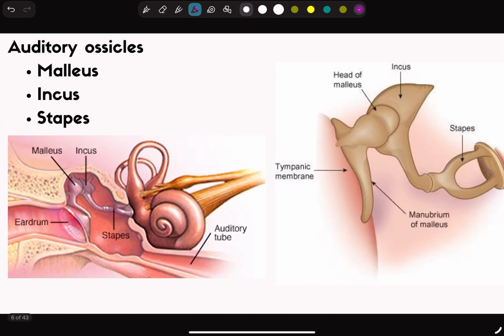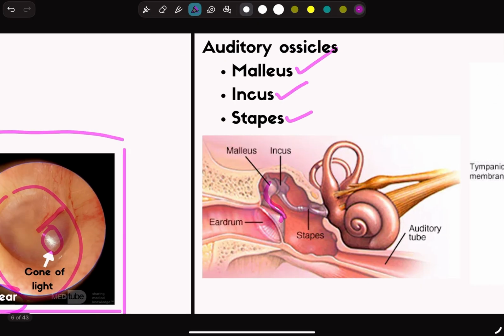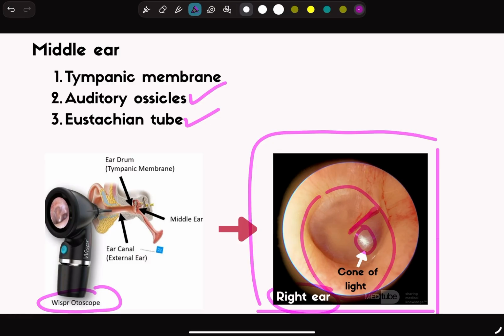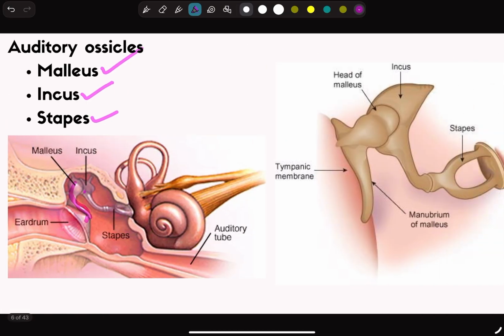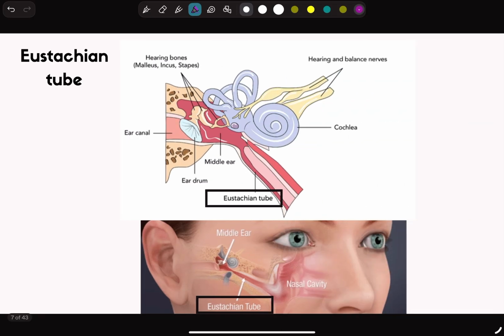So the ossicles, we've got the malleus, the incus, and the stapes. So we can see the malleus very nicely attached to the eardrum, and we can see the handle of it. And then the incus attached to the head of the malleus, and then the stapes, which is attached to the cochlea. Again, malleus, incus, stapes.